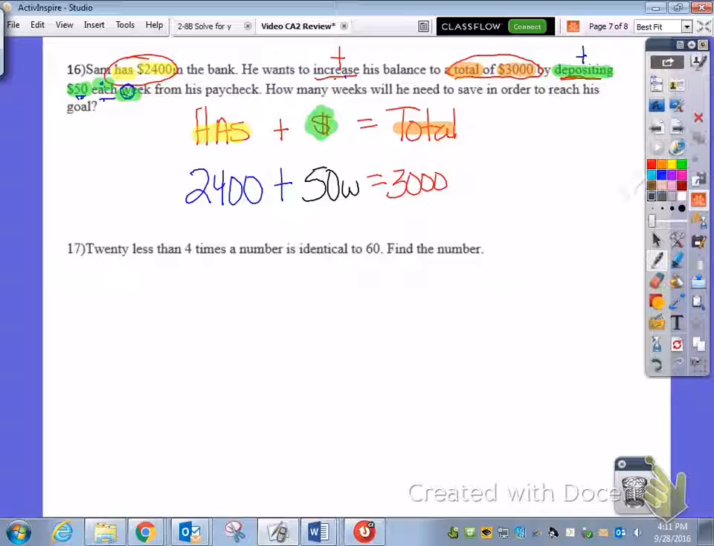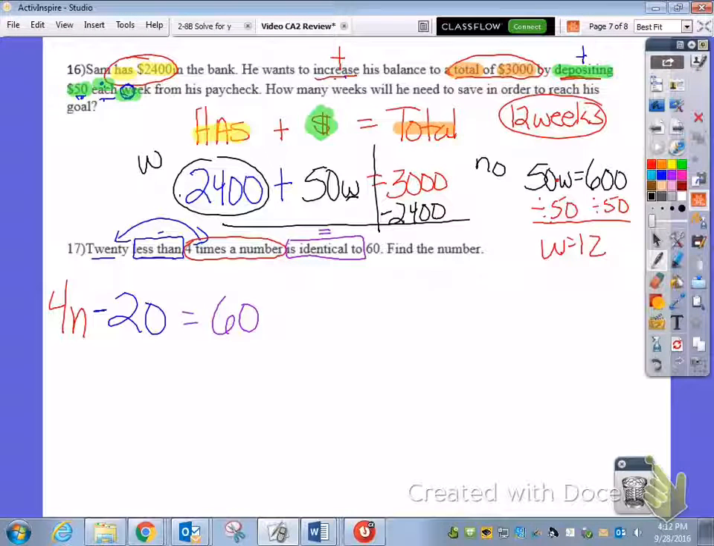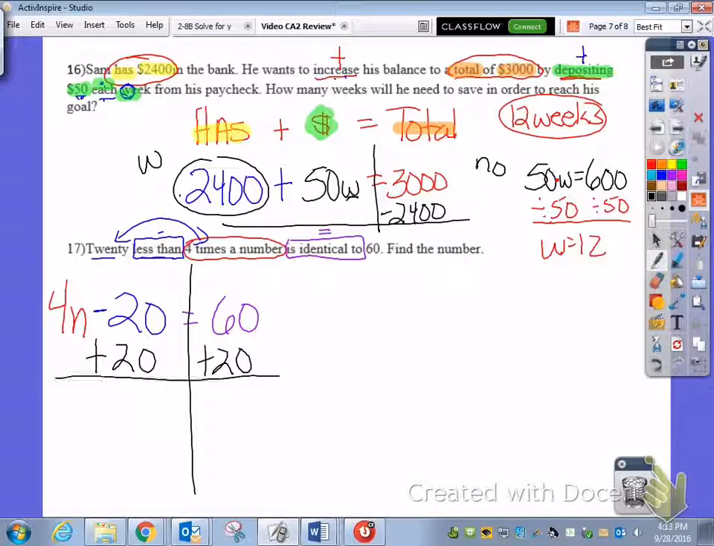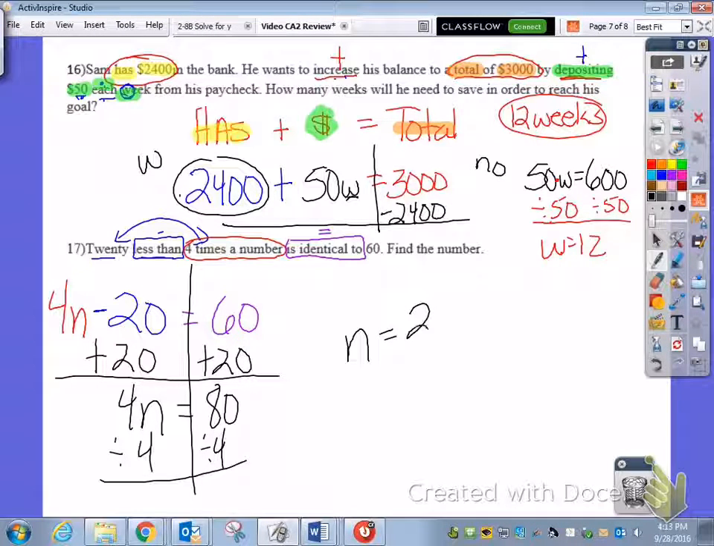Now you can solve. So draw your line. You want W's on this side, no W's on this side. So draw your line and then solve. The opposite of subtracting 20 is to add 20. So 4n equals 80, and the opposite of multiplying by 4 is to divide by 4. So n equals 20. So the number is 20.